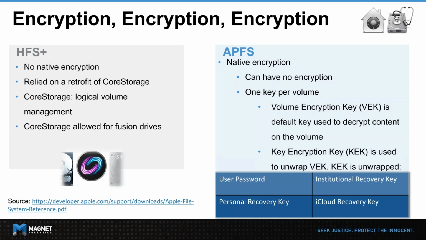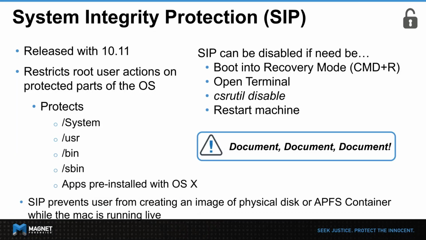Now, as we are moving forward, we also have other things that we need to deal with. System Integrity Protection, or SIP, has been around now for a little bit. Released in 10.11, essentially SIP prevented users from creating images of physical drives or APFS containers while that Mac was running live. So, the standard practice of getting on scene with a live running Mac and using one of your forensic imagers to image live, well, SIP prevented that. It restricted root user access on several different folders inside of that system, such as the system, bin, and the pre-installed apps, with macOS 10.11. So something just to be aware of.